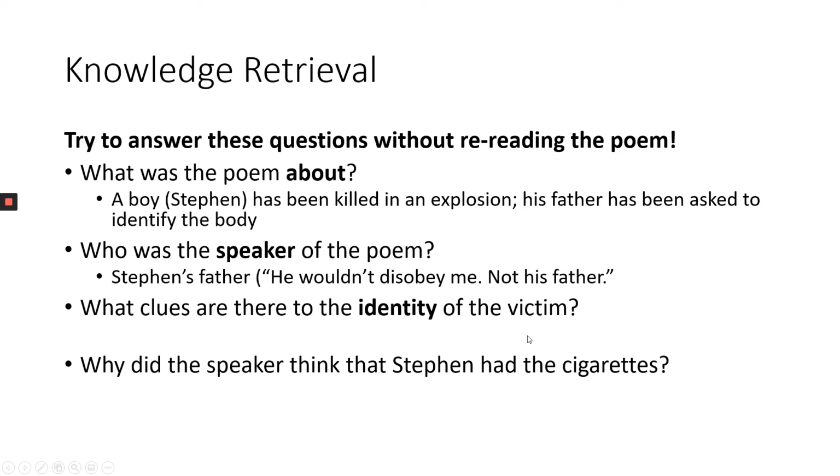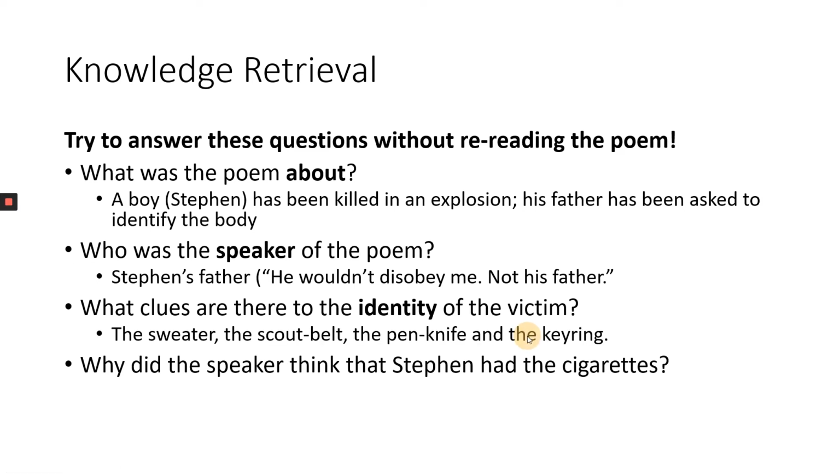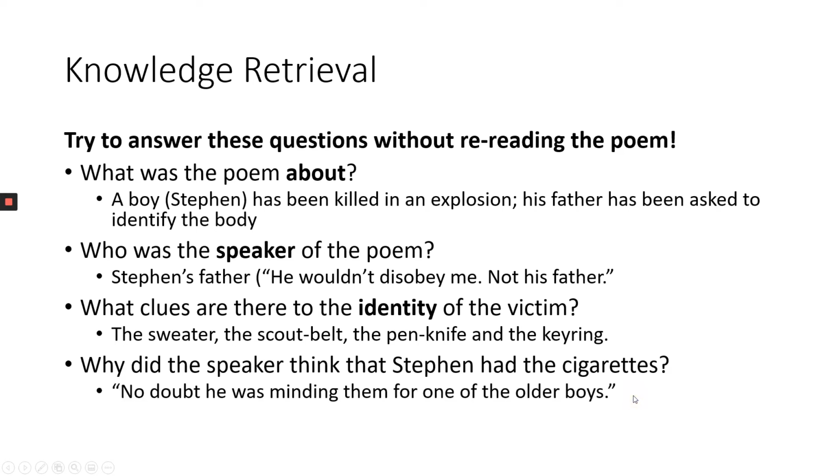Clues to Stephen's identity, the things that help the father identify him: the sweater he's wearing, his scout belt, the penknife, and the main thing is the keyring that his gran gave him. Stephen also has some cigarettes. His father doesn't think it's Stephen because he has cigarettes. Then he decides that quite possibly, after he's agreed it's Stephen, that he was minding them for one of the older boys. Whether or not that's true, we don't know, and we'll probably never find out.